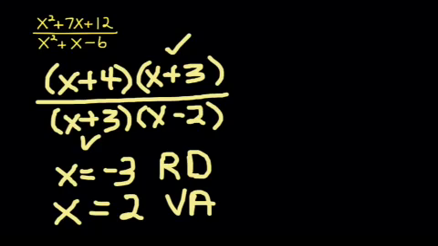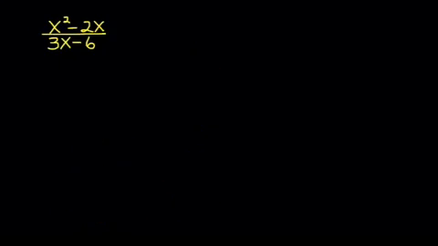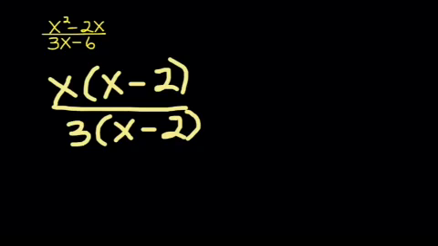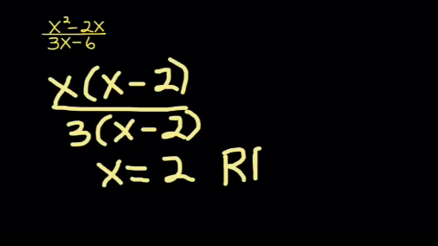So removable discontinuities occur when both the numerator and denominator have the same factor. Let's try one right here. This one even has a linear equation in the denominator, so I'm just going to factor out an x at the top, which leaves x minus 2. And at the bottom, I'm going to factor out a 3, which also leaves x minus 2. So what you notice here is that since there is an x minus 2 in both the numerator and denominator, the result of x equals 2 is a removable discontinuity, and this particular equation doesn't have a vertical asymptote. It only has the removable discontinuity at 2.